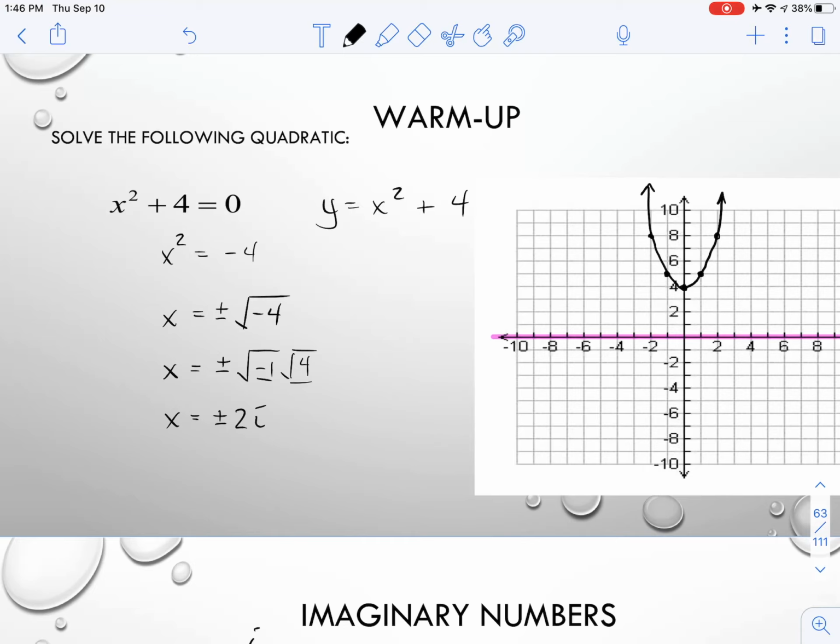Okay? So we're going to break that down very much the same way as if we had, say, square root of 8. We would break it down into perfect square factors, 4 and 2. I take the perfect square, and I get 2 square roots of 2 here, right?